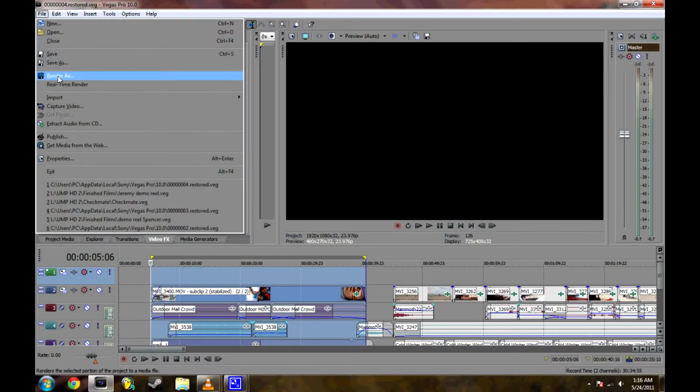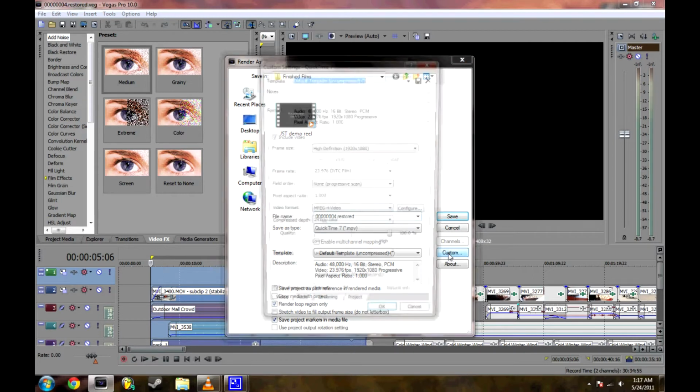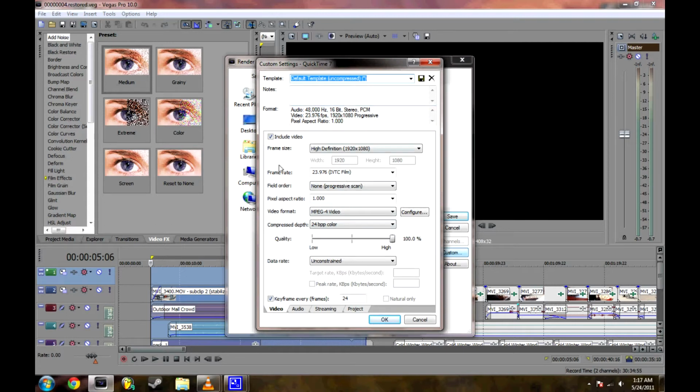So to do that, you're going to go to File, and then Render As. The first one we're going to use is QuickTime 7, and that's MOV. Now we're going to go to the customizations, and we're going to keep the frame size to the standard high definition of 1080. For the frame rate, we're going to use the standard for film. Pixel aspect ratio is going to be 1, keep that nice and square.